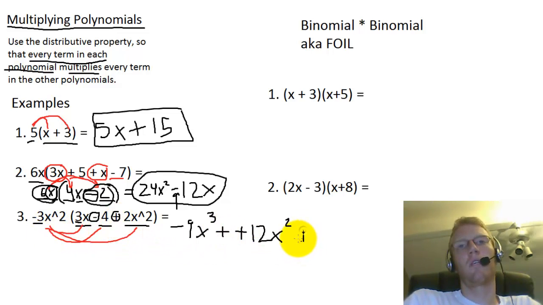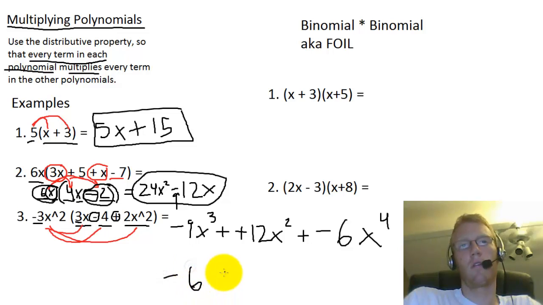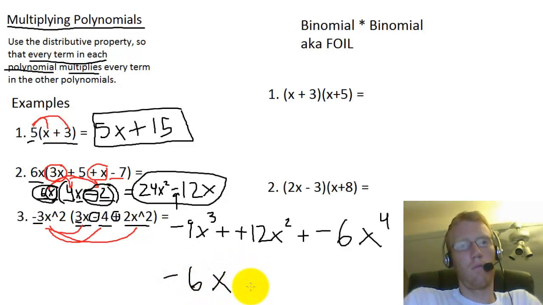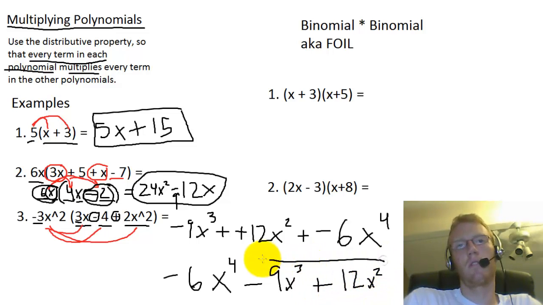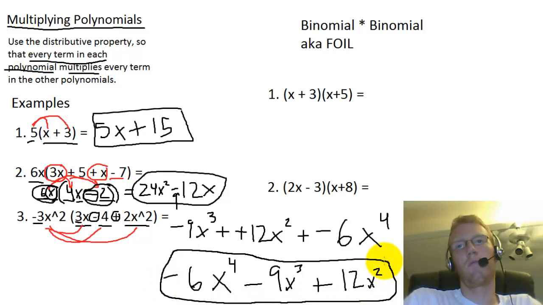Finally, I have a plus sign, and then I have negative 3x squared times 2x squared. So again, numbers first. Negative 3 times 2 is negative 6, and x squared times x squared, you add the exponents and you get x to the fourth. So I would write this in order, we said before, alphabetical order and descending order. So this term would be first, negative 6x to the fourth, minus 9x cubed plus 12x squared. Okay, so that would be my final answer in reduced form.